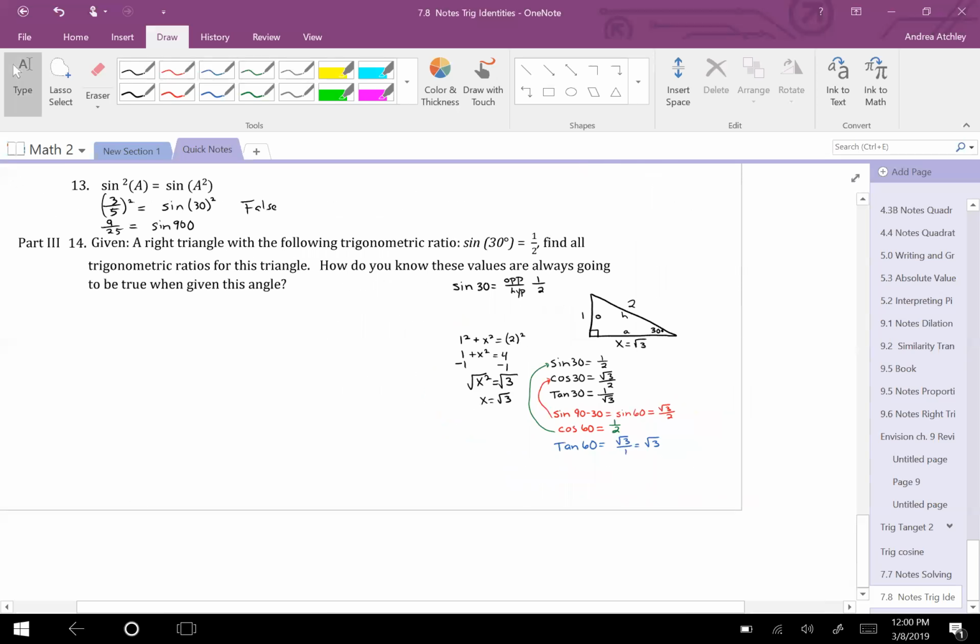Okay, and how am I going to know that these are always going to be true when given these angles? We have our trig identities, right? Because we've already proven our trig identities.